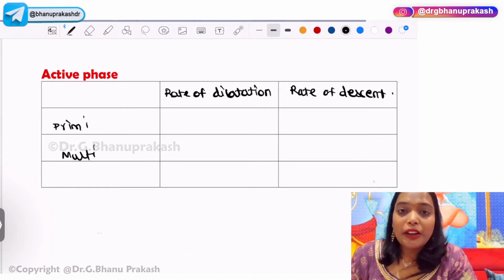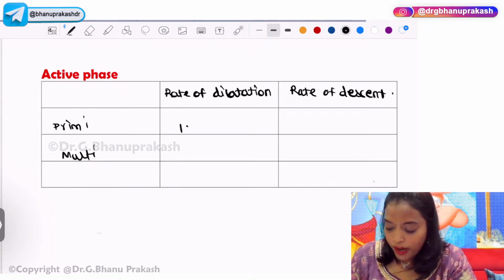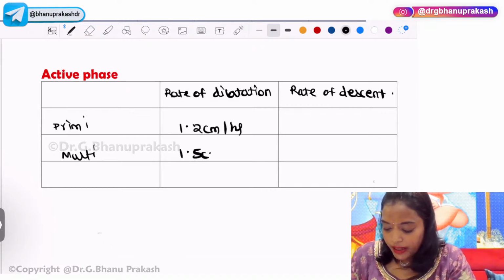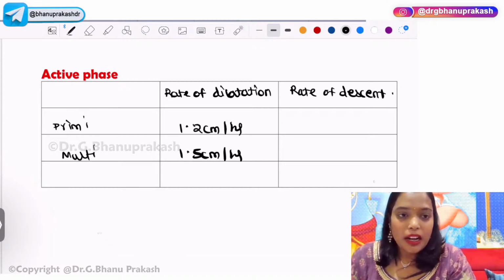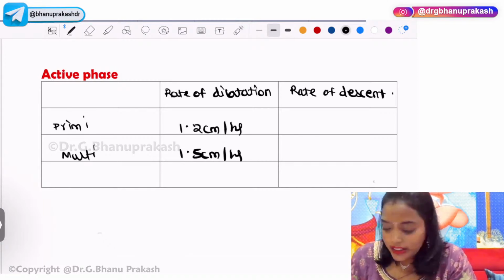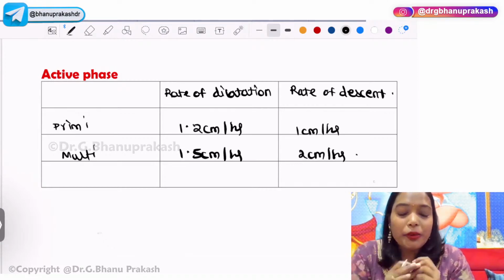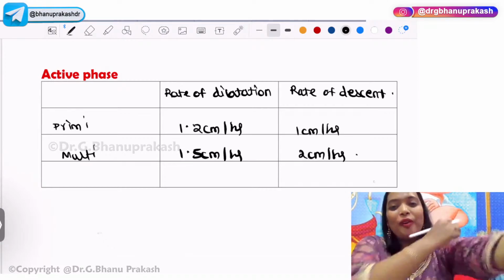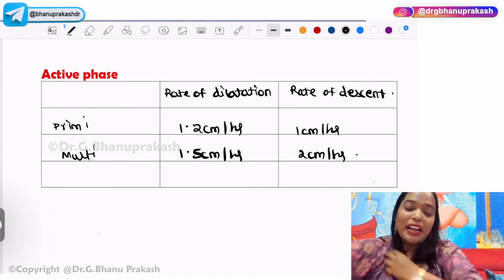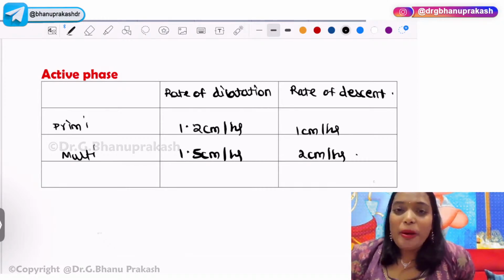So in primary, the rate of dilatation is 1.2 centimeter per hour, whereas in multi it is 1.5 centimeter per hour. Rate of descent is 1 centimeter per hour and 2 centimeter per hour. You have to imprint this in your brain. So all these are very important and have been asked previously. So you should all remember this, right?